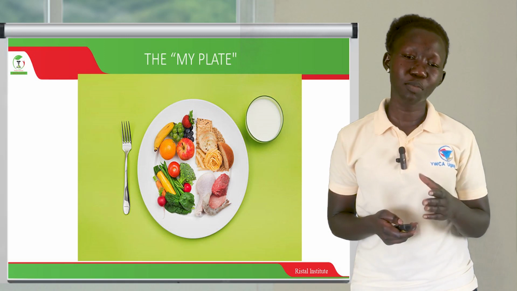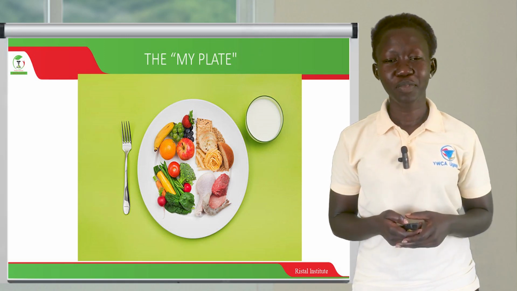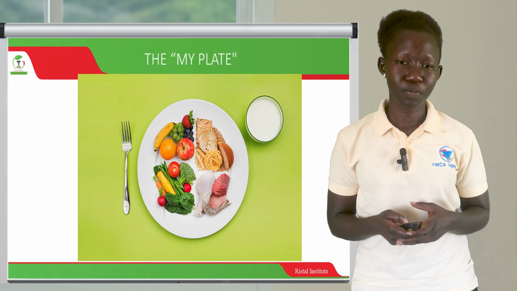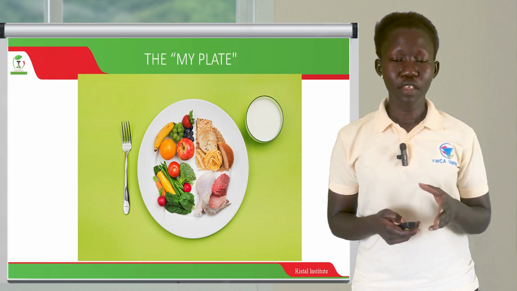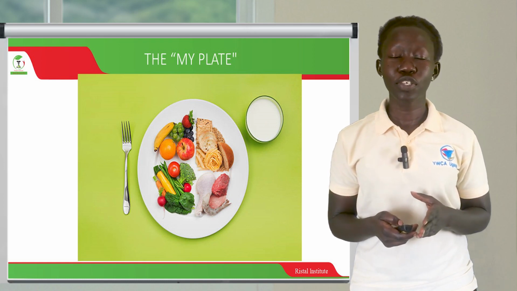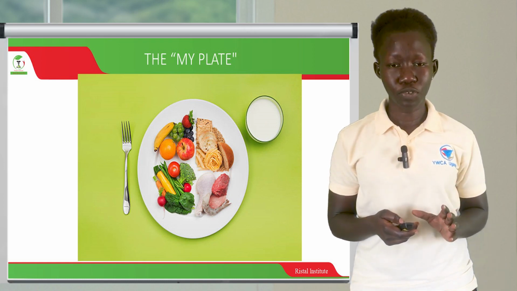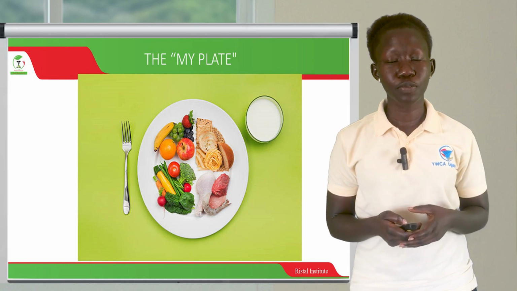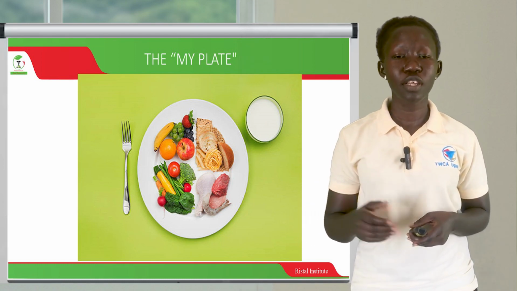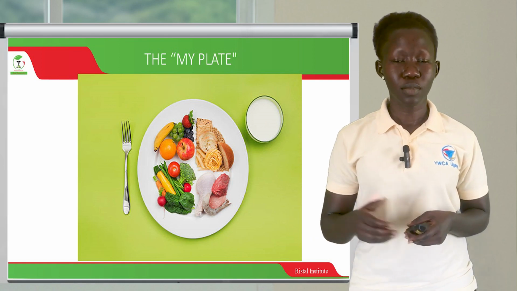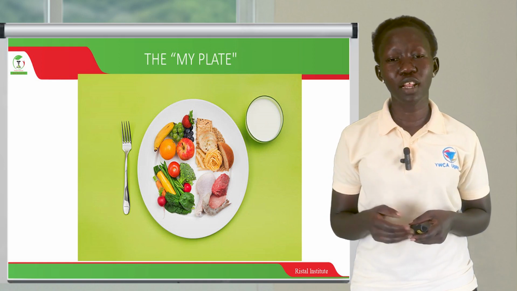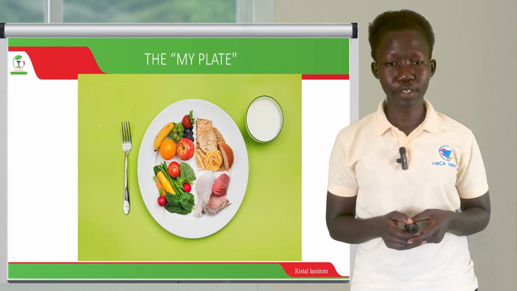As you can see, this plate is very beautiful. One half has fruits, the other half has vegetables. In other words, we say one half of your plate should consist of fruits and vegetables in equal proportions. And then the other half should consist of whole grains and proteins in the same proportions. And then aside, you should have at least a glass of milk or yogurt.